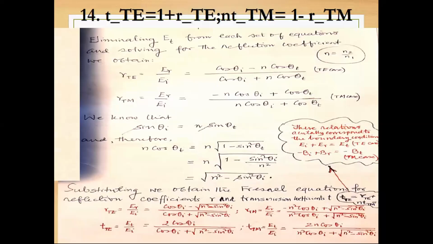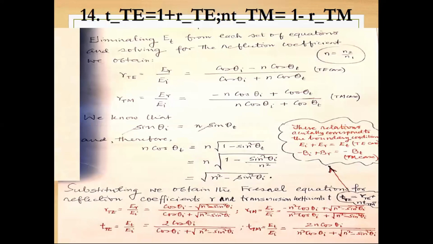In the 14th slide, eliminating ET from each set of equations and solving, it is an algebraic equation, so one need not make a fuss about it. Eliminating ET from each set of equations and solving for the reflection coefficient, one gets RT, which is ER upon EI, equal to, as I have earlier noted in my summary of results right at the beginning, cos theta I minus N cos theta T and all that. So RTM, also written as ER upon EI for transverse magnetic mode. The first one was for transverse electric mode, the second one was for transverse magnetic mode, and for transverse magnetic mode you have a slightly different result.